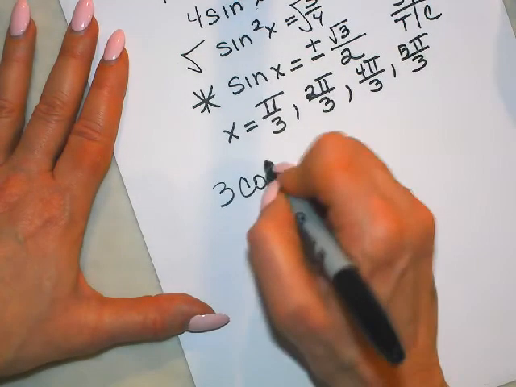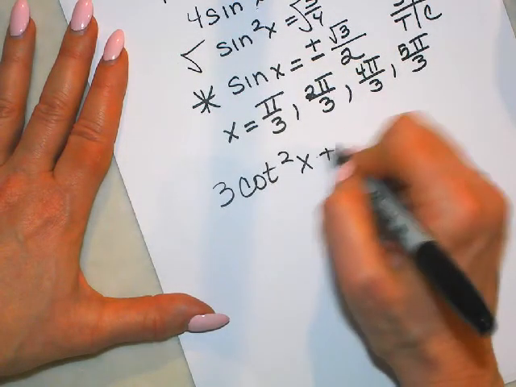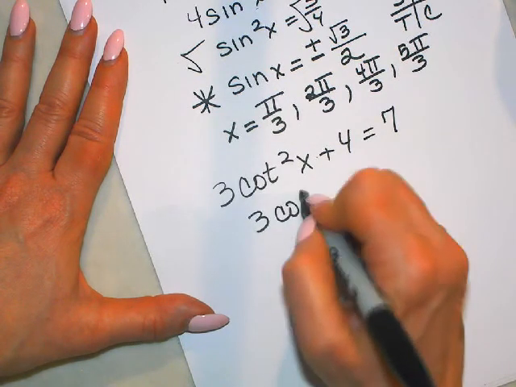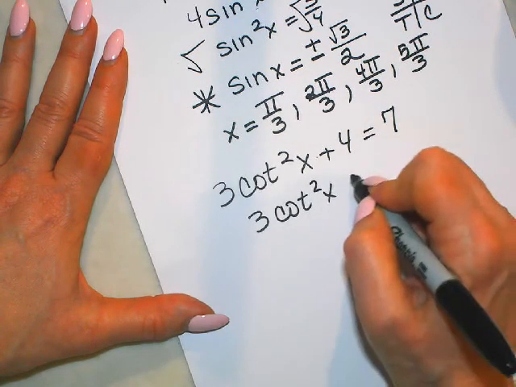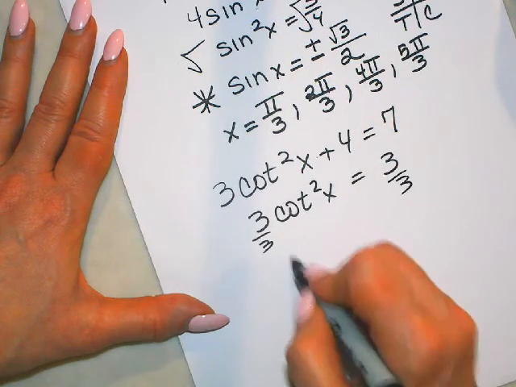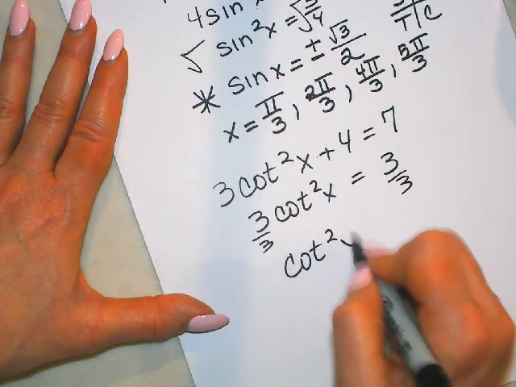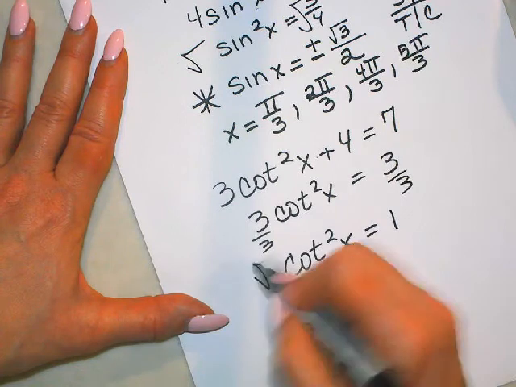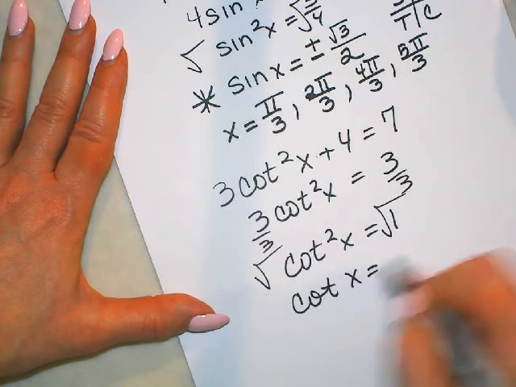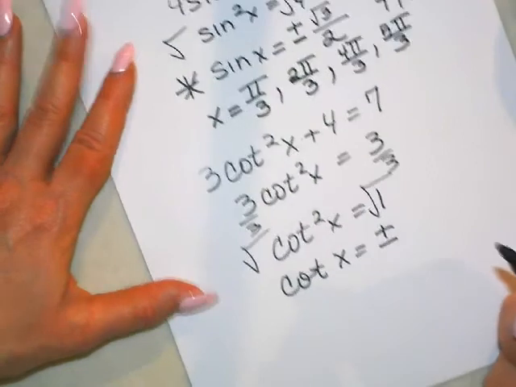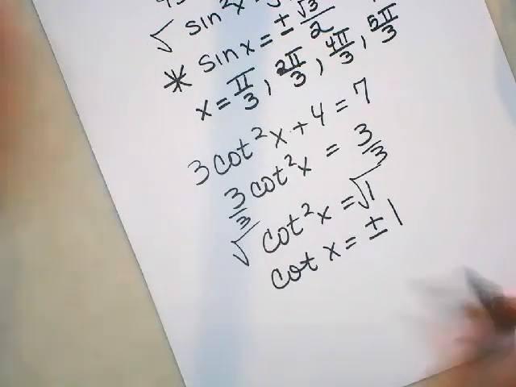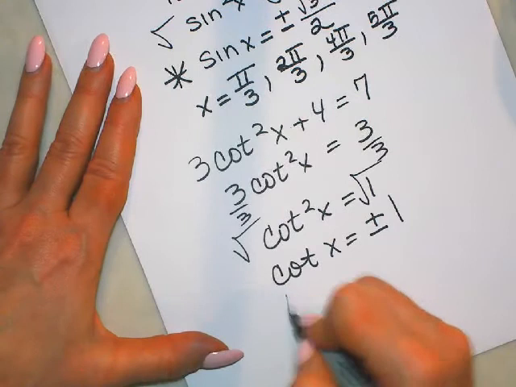Okay, I'm looking at the time. I'm going to do one more with you. 3 cotangent squared x plus 4 equals 7. 3 cotangent squared x equals 3. I subtracted the 4, divided by 3. Cotangent squared x equals 1. Square root, cotangent x equals plus and minus. The square root of 1 is 1.